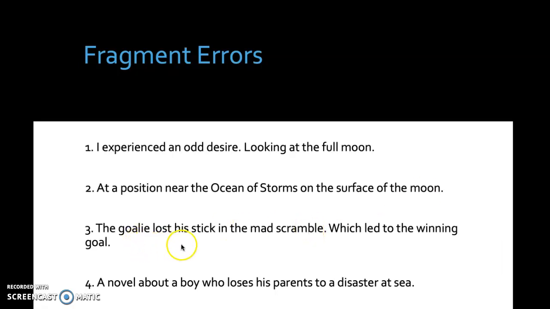In example 3, the goalie lost his stick in the mad scramble, which led to the winning goal. Here we have a relative clause. We can put a comma between these two sentences, and we can complete the sentence and fix the fragment. In example 4, a novel about a boy who loses his parents to a disaster at sea. Well, what's the novel? What's the name of the novel? Who, what? So there's information missing, and we need to make sure we provide it.